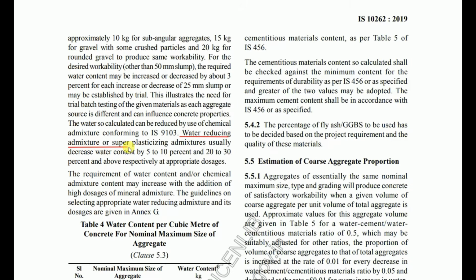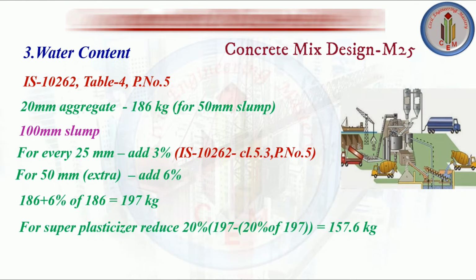Water reducing admixture or super plasticizing admixture usually decrease water content by 5 to 10% and 20 to 30% and above respectively at appropriate dosages. Water reducing admixture means we can reduce the water content by 5 to 10%. If we use super plasticizing admixture, then we need to reduce 20 to 30% of water content.